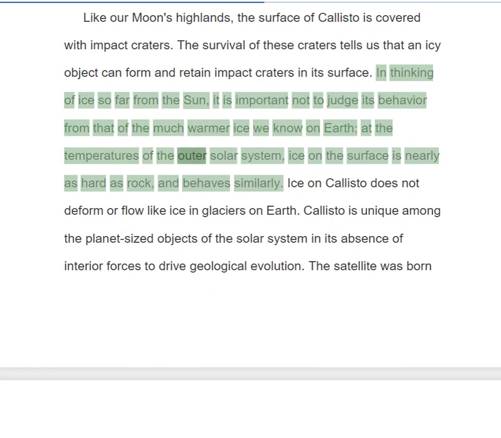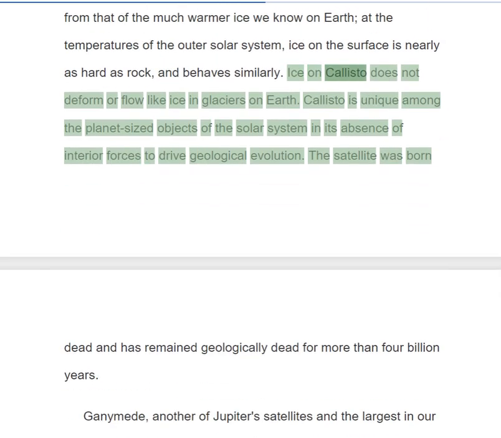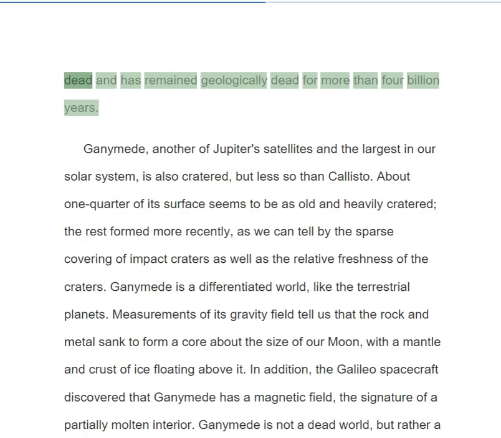At the temperatures of the outer solar system, ice on the surface is nearly as hard as rock, and behaves similarly. Ice on Callisto does not deform or flow like ice in glaciers on Earth. Callisto is unique among the planet-sized objects of the solar system in its absence of interior forces to drive geological evolution. The satellite was born dead and has remained geologically dead for more than 4 billion years.